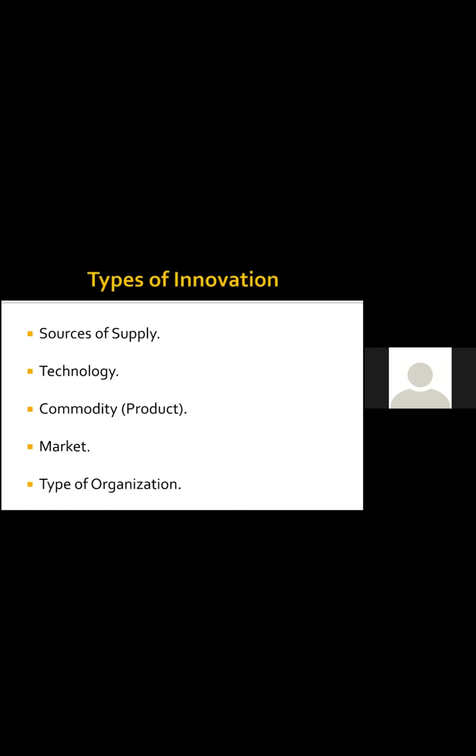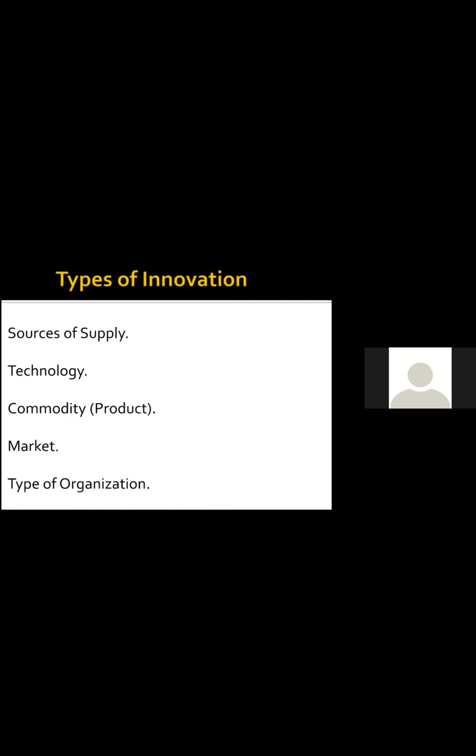The innovation can be in your source of supply. Innovation can be in your technology. Innovation can be in your improved product or commodity. Innovation can also be in your market, or innovation can be in your type of organization. These are the various types of innovations.